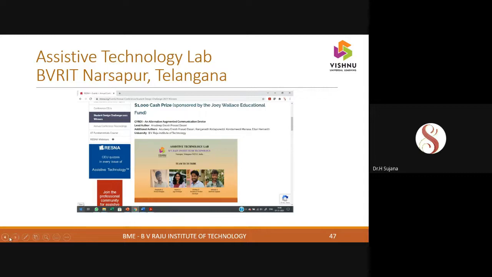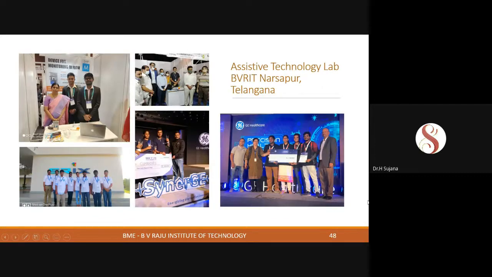And these are a few other things, like you can see this photograph here with our Honorable Minister K.T. Ramarao Garu and Principal Secretary Jayesh Ranjan.